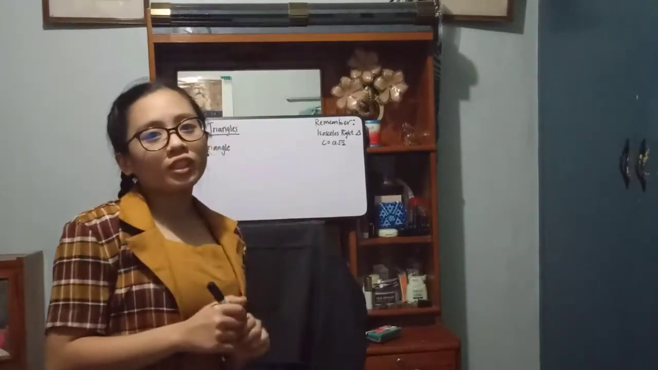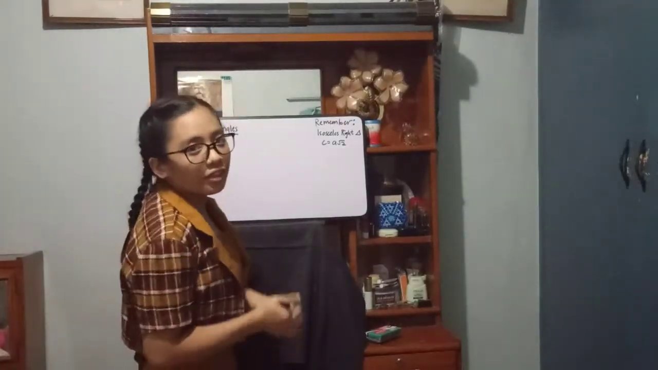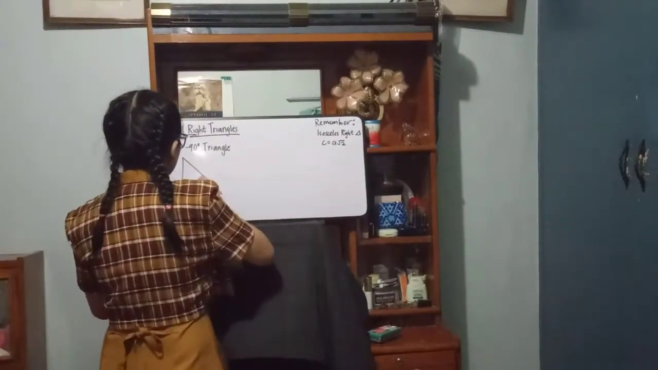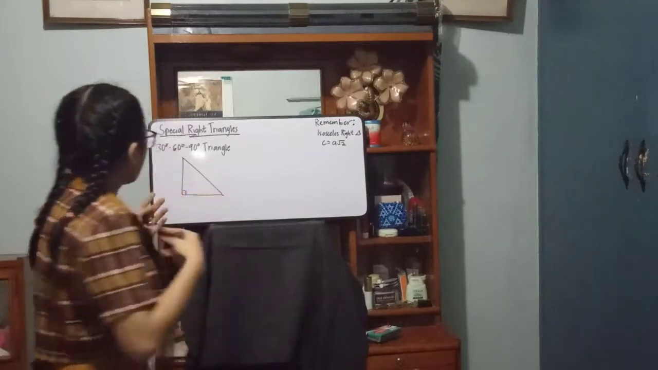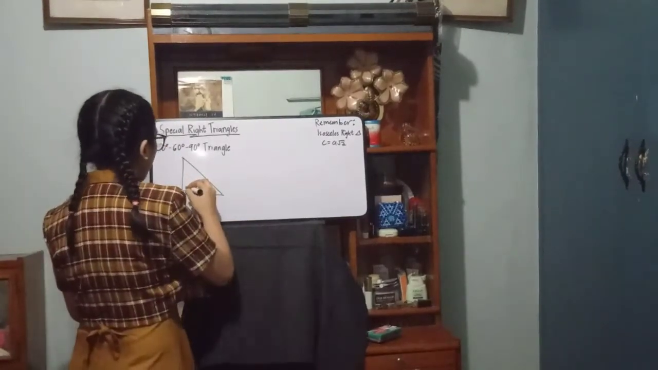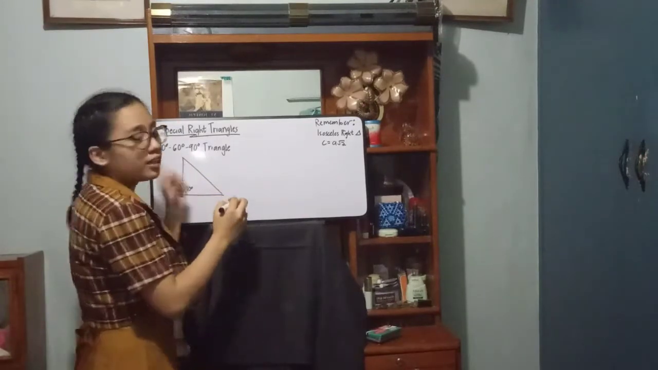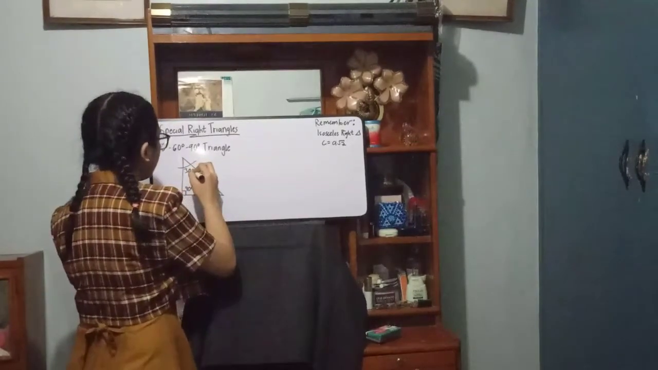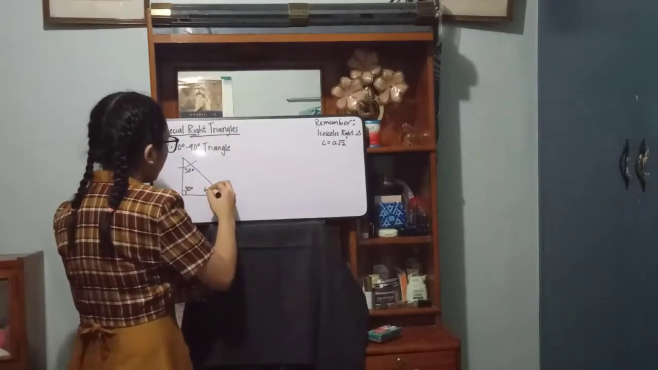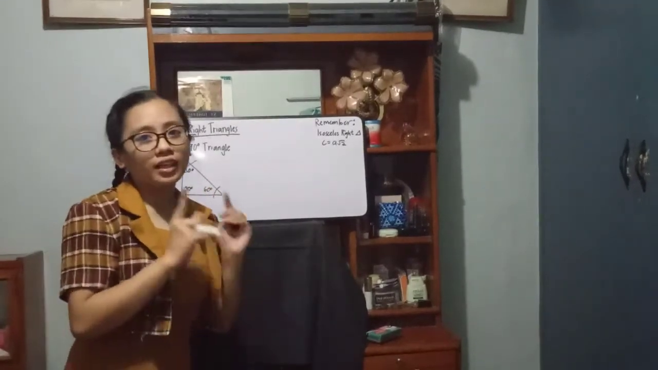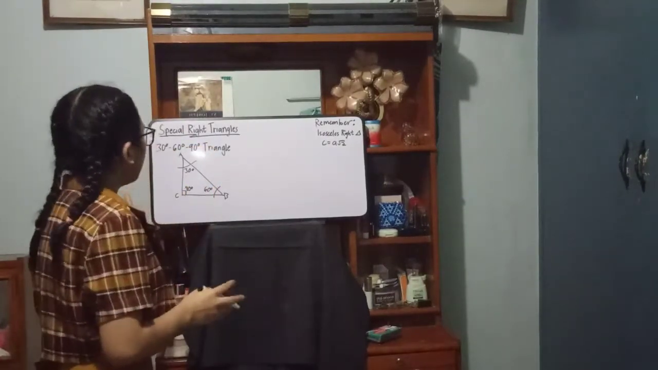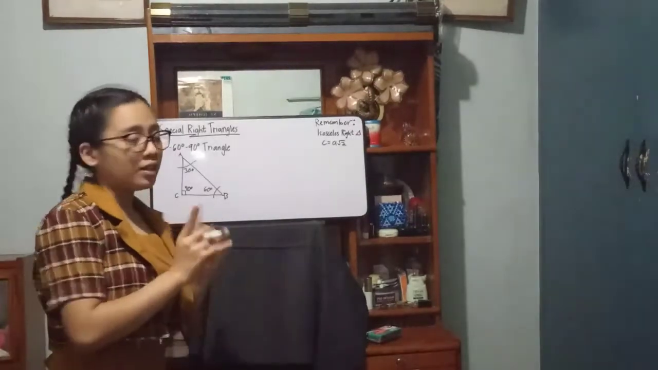So, let's have an illustration of the 30, 60, 90 degree triangle. Of course, there's one right angle that measures 90 degrees. And let's suppose that this angle is 30 and this angle is 60. Let's name the triangle again as triangle A, B, and C, and let's name its sides as small a, b, and c.